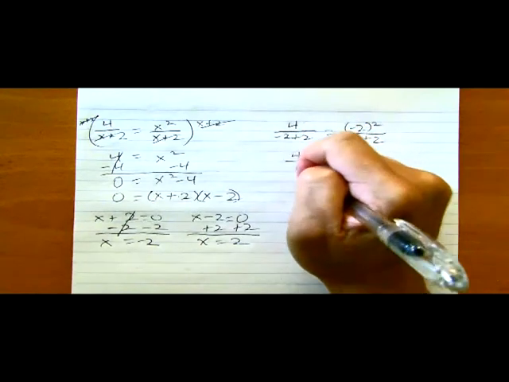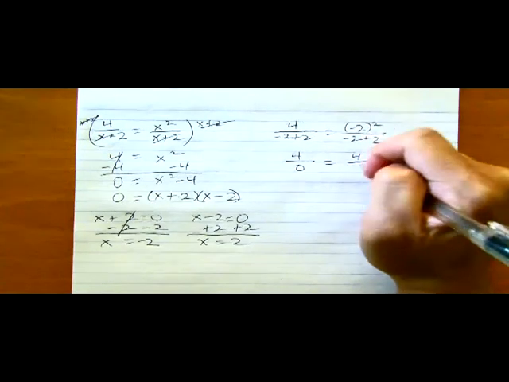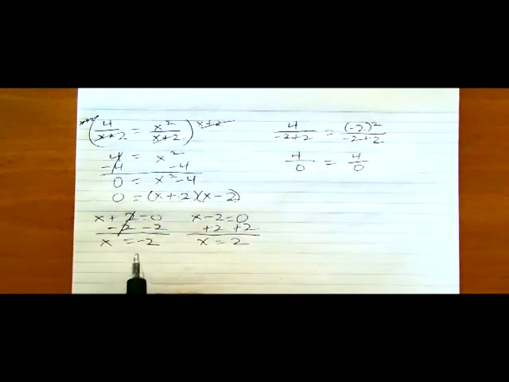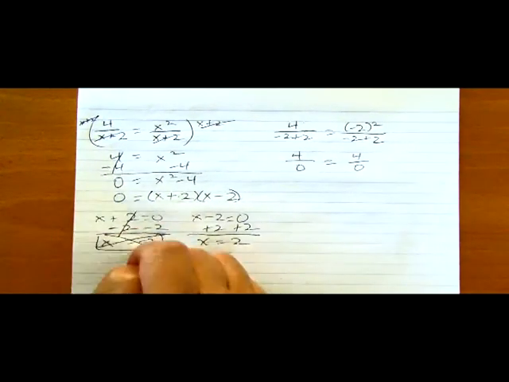Now we simplify. 4 over 0 equals negative 2 squared, which is also 4 over 0. It seems to work. There's only one problem. You cannot have 0 in the denominator. So we found an answer, but really negative 2 is not a solution. We need to cross that off.